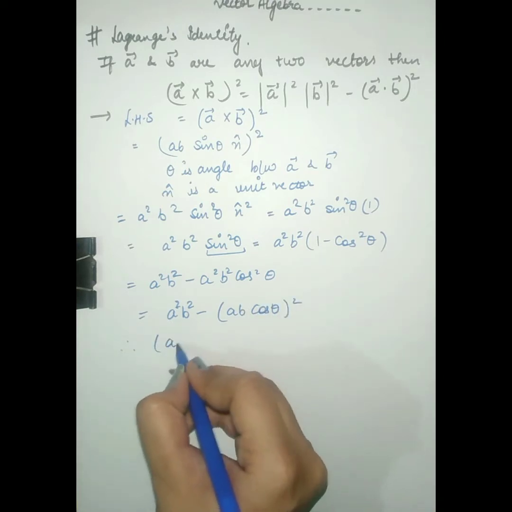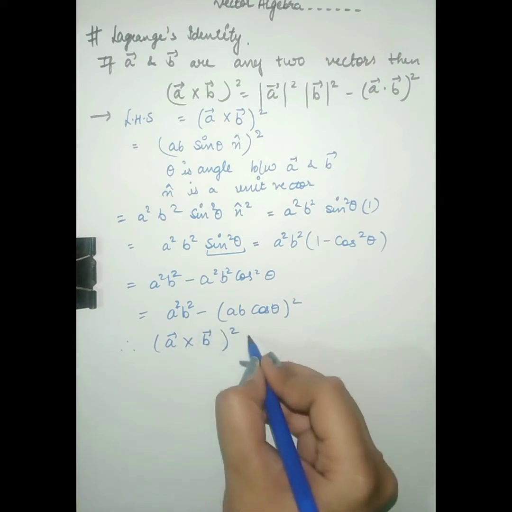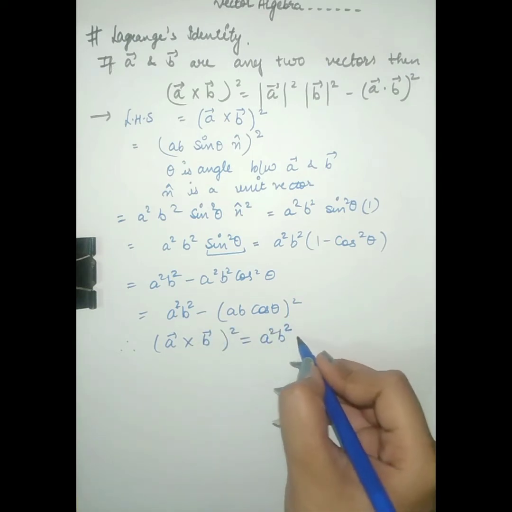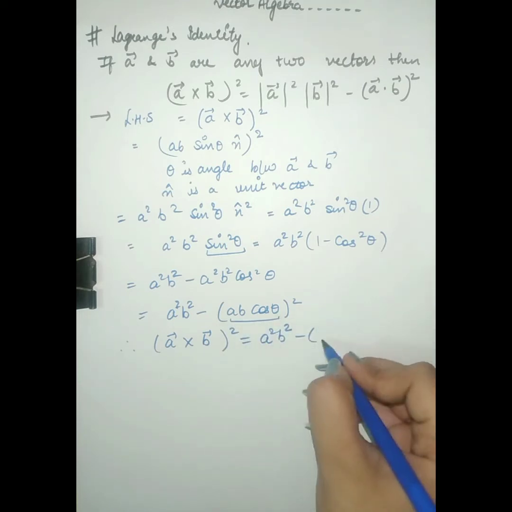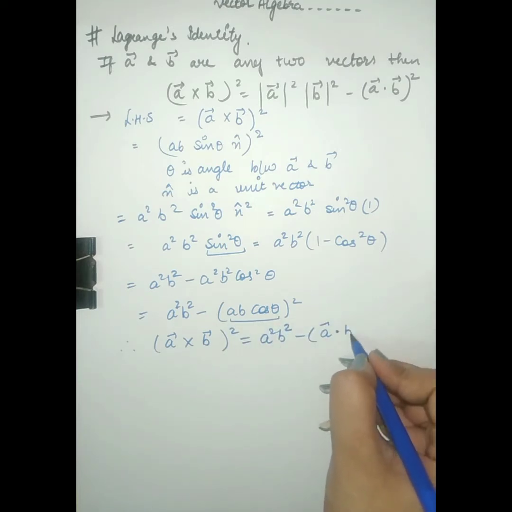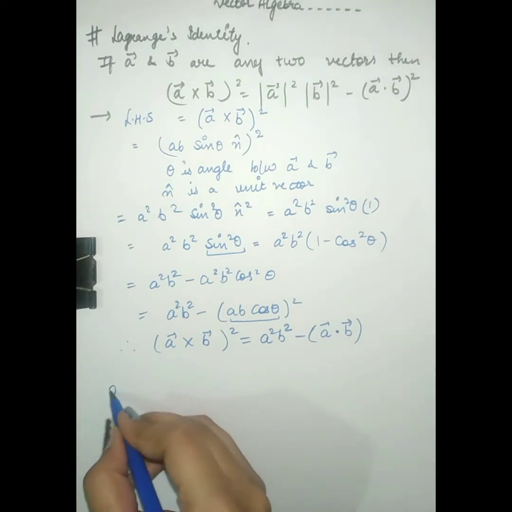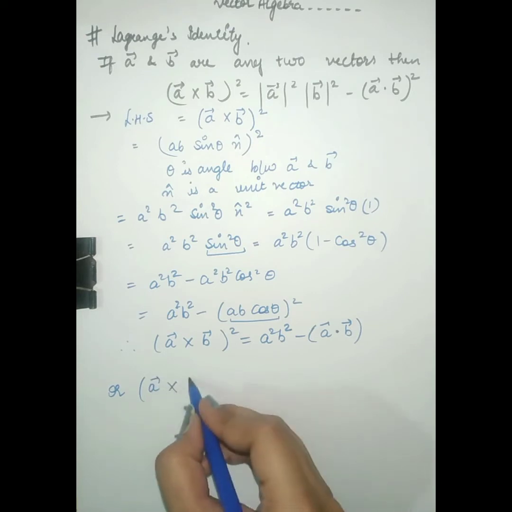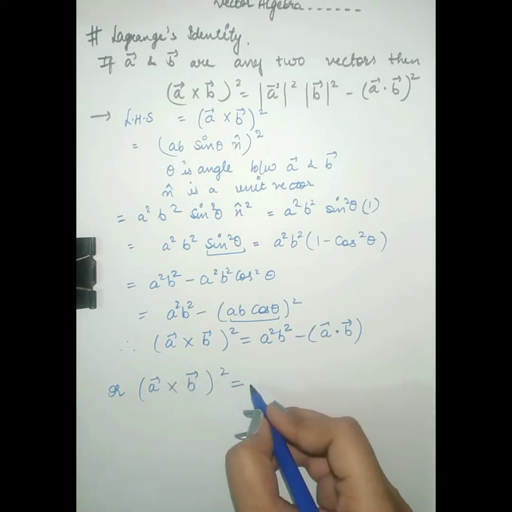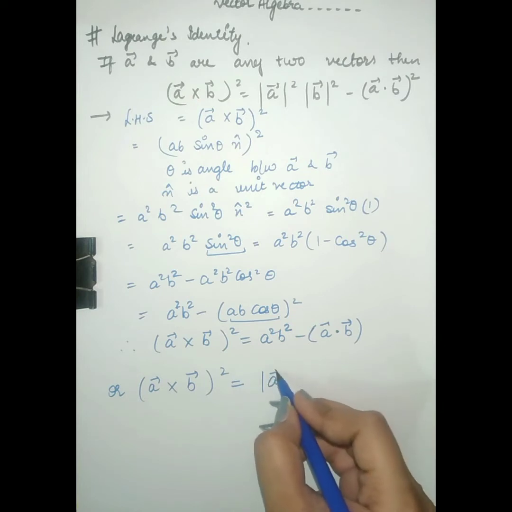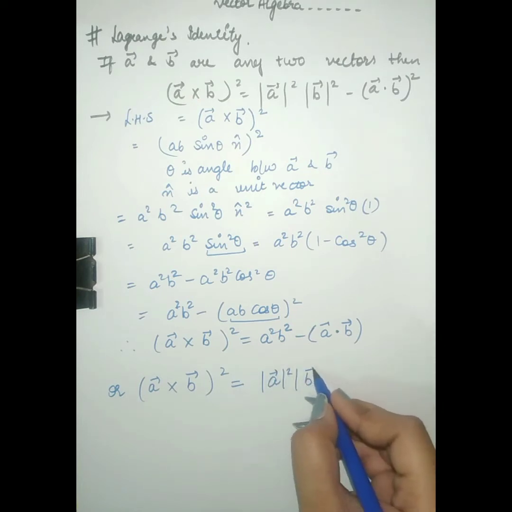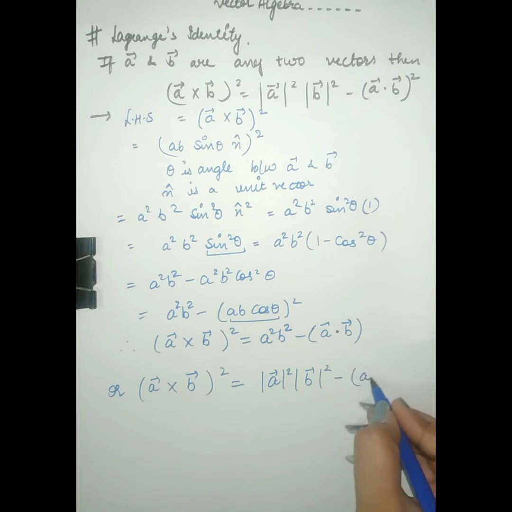That means A vector cross B vector whole square will be equal to A square B square minus A vector dot product with the B vector whole square, or this can also be written as A vector cross product with B vector whole square will be equal to the magnitude of A vector square into magnitude of B vector square minus A vector dot B vector whole square. So hence this is the proof of the Lagrange's identity.